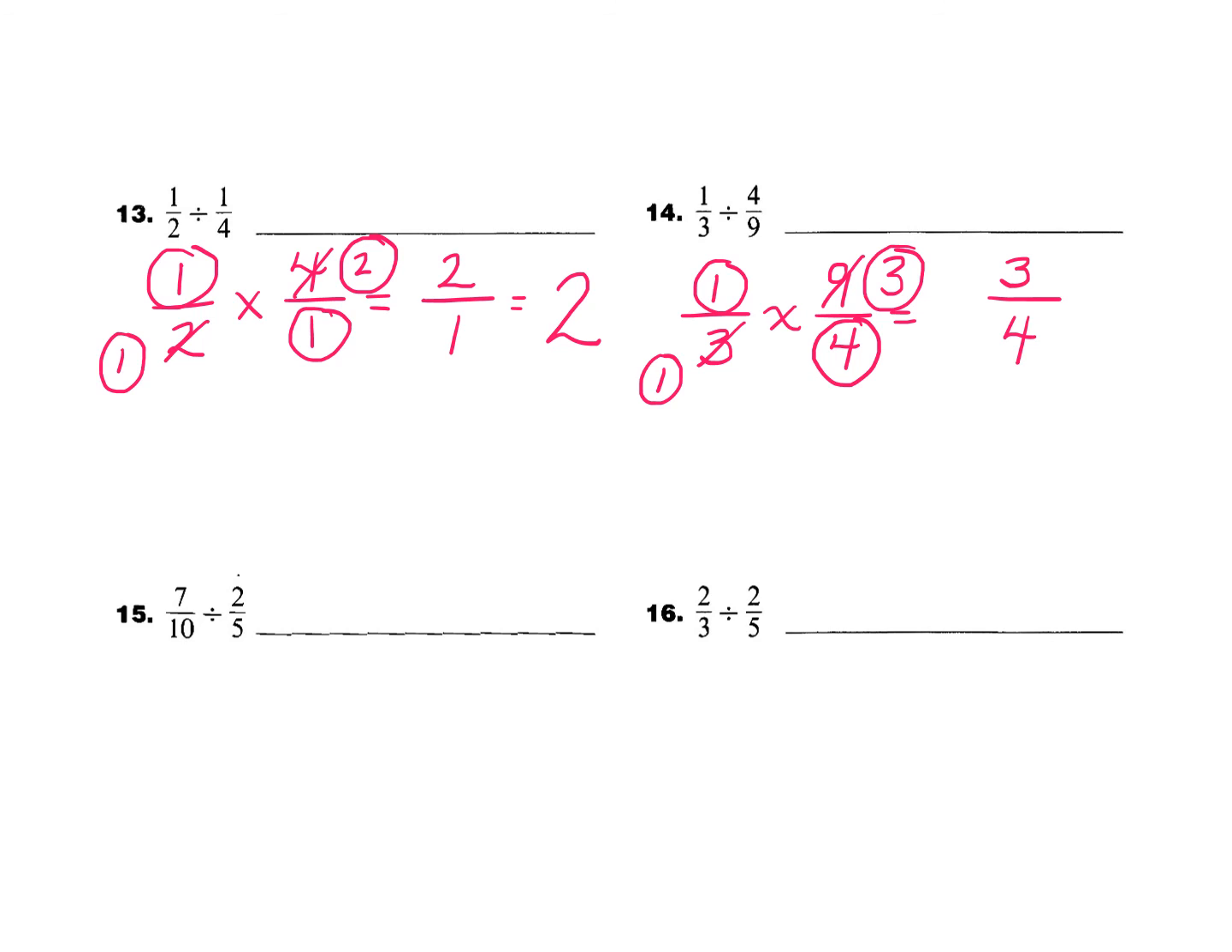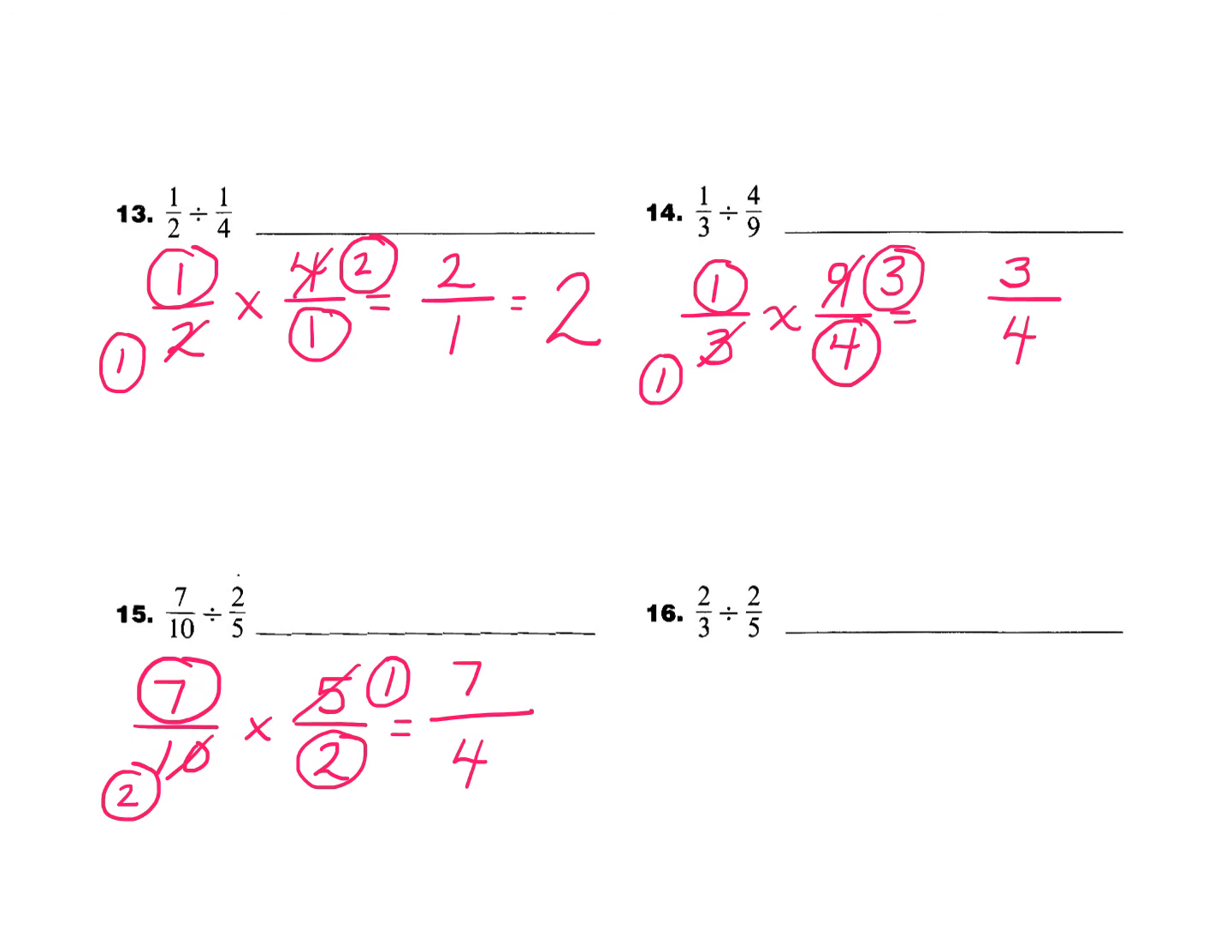Question number 15. 7/10 divided by 2/5. We're going to keep, change, flip. We can reduce before we multiply. 5 divided by 5 equals 1. 10 divided by 5 equals 2. 7 times 1 equals 7, and 2 times 2 equals 4. 4 is able to divide 7 once with 3 left over. So our answer is 1 3/4.